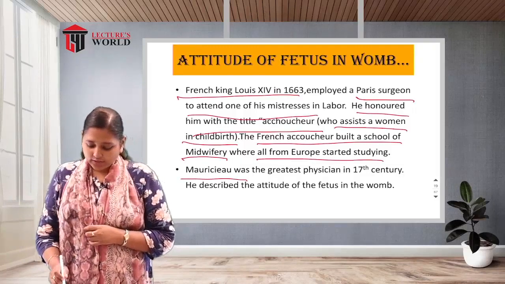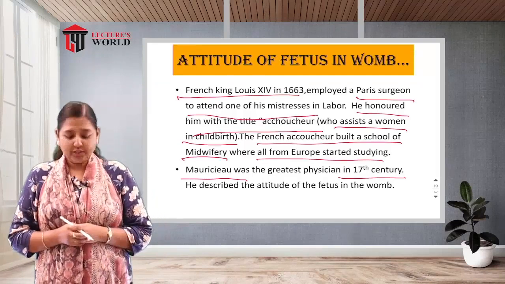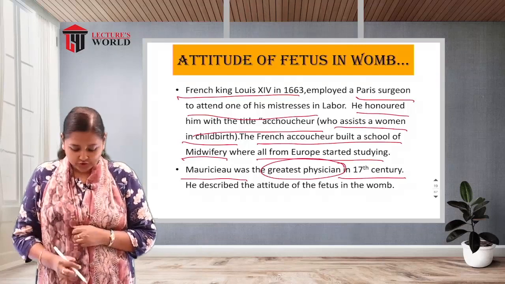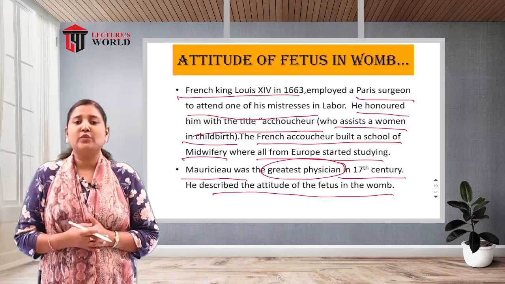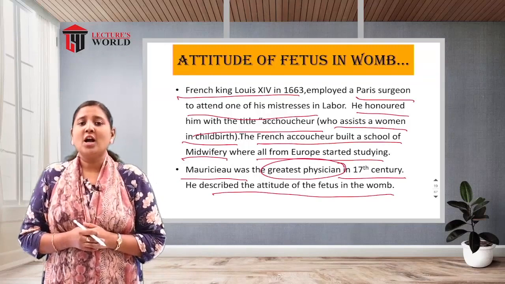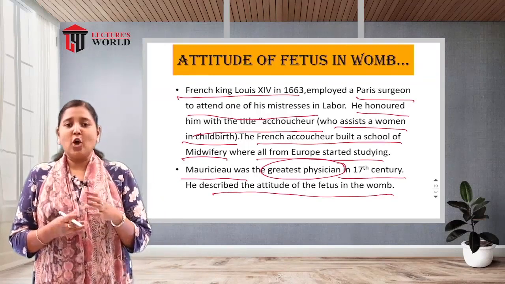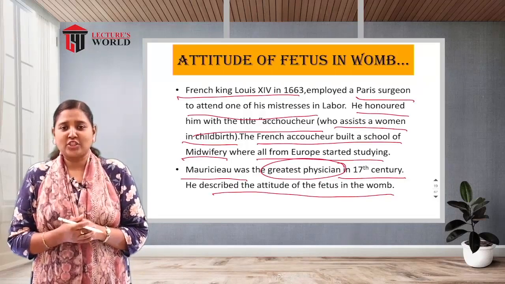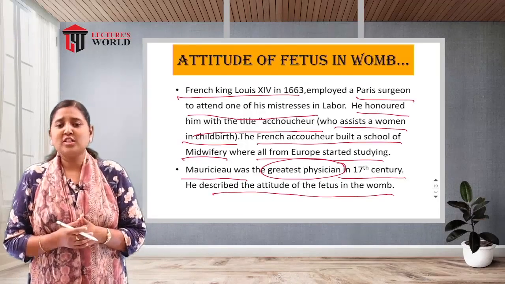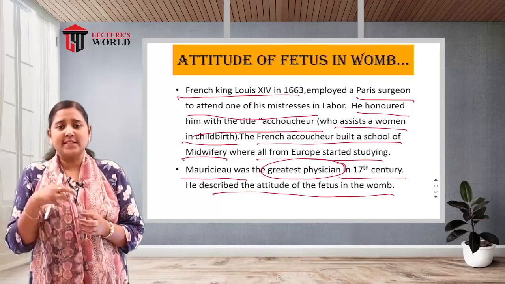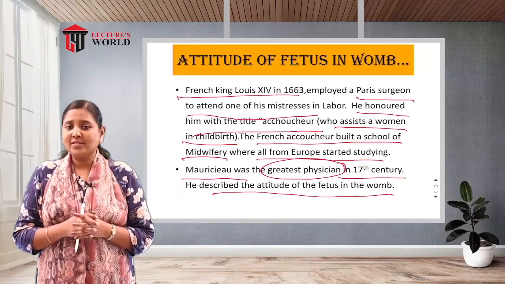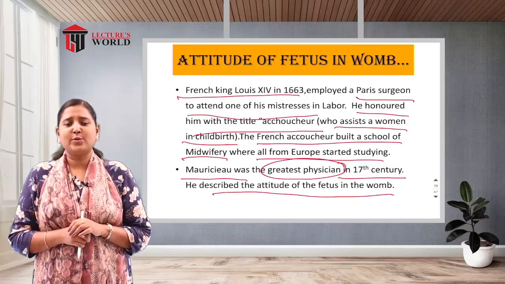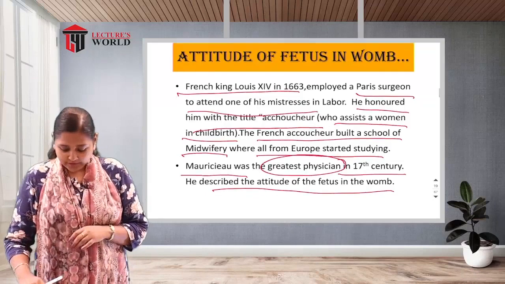Next, during the 17th century, Mauriceau, a physician who is called the greatest physician of the 17th century, described the attitude of the fetus in the womb. What is the attitude? It is how the baby lies within the uterus. We say the attitude of the fetus is flexion or extension, like that. So the attitude of the fetus inside the uterus was first described by him, the greatest physician of the 17th century.